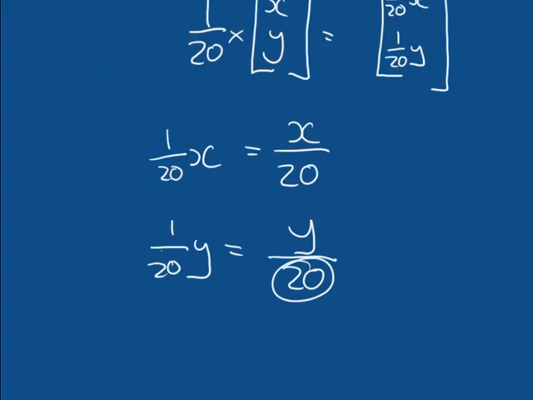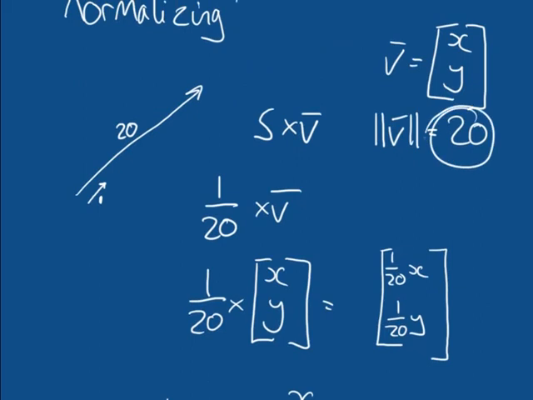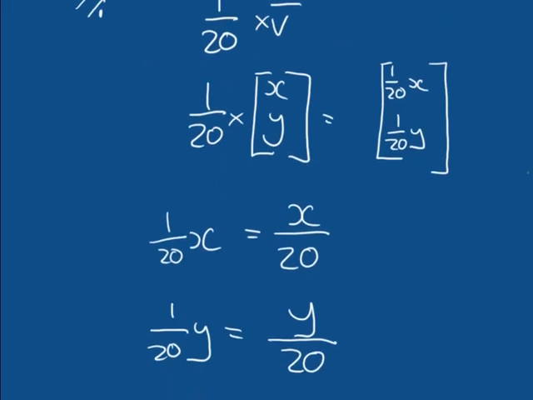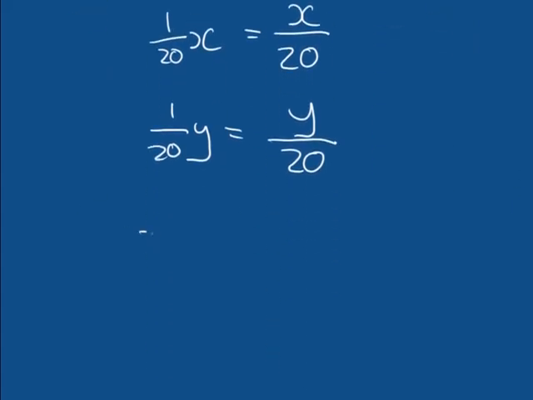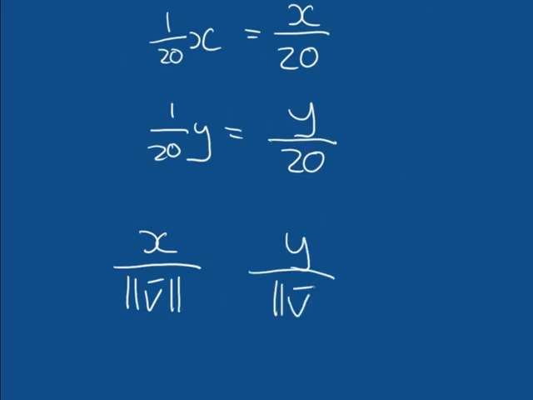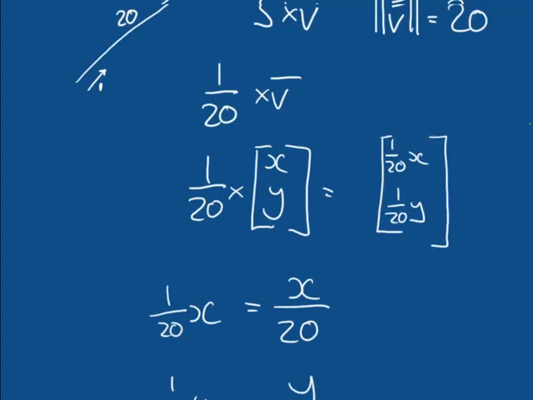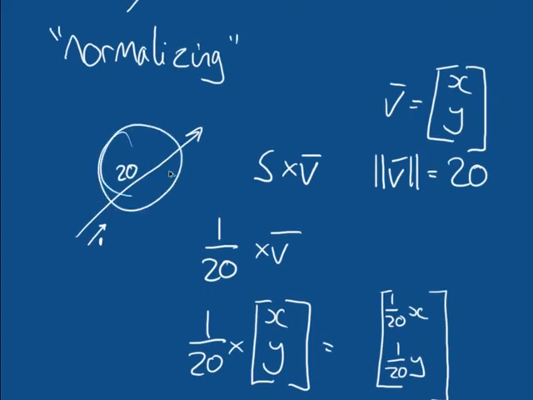But where did this 20 come from again? If you recall, this 20 is the original length of our vector. We said our vector has a length of 20, so we wish to scale it by 1/20th. So what we're really doing is taking our x and our y, dividing x by the length of our vector, and dividing y by the length of our vector. We're finding the length of our vector, and whatever that is, we're dividing both the x component and the y component by the length of our vector.